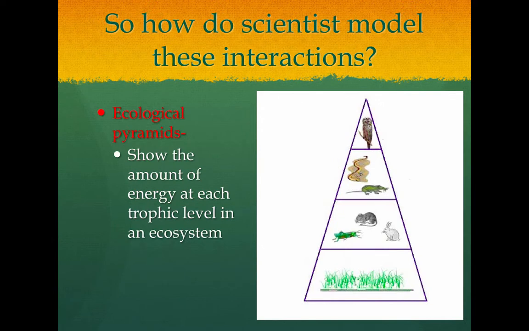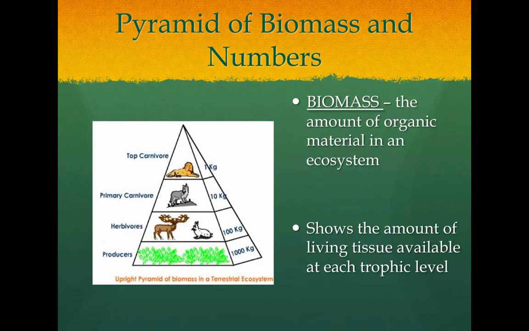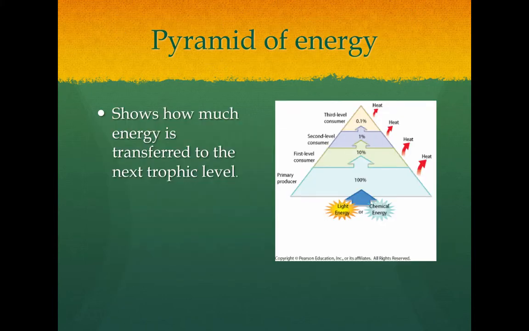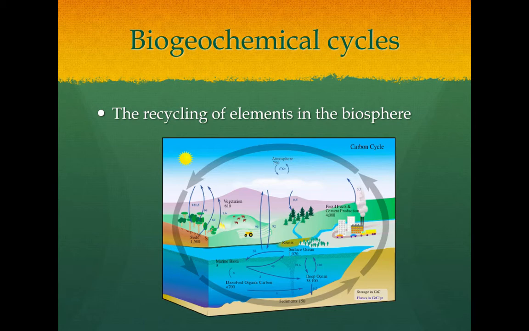Ecological pyramids show the amount of energy at each trophic level in an ecosystem. One type of ecological pyramid is a pyramid of biomass and numbers. Biomass is the amount or mass of organic material in an ecosystem. The pyramid of biomass shows the amount of living tissue available at each trophic level. Another ecological pyramid is the energy pyramid. This shows how much energy is transferred to the next trophic level. It's typically 10%.